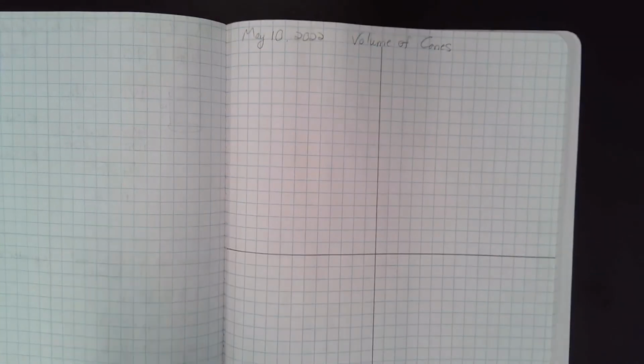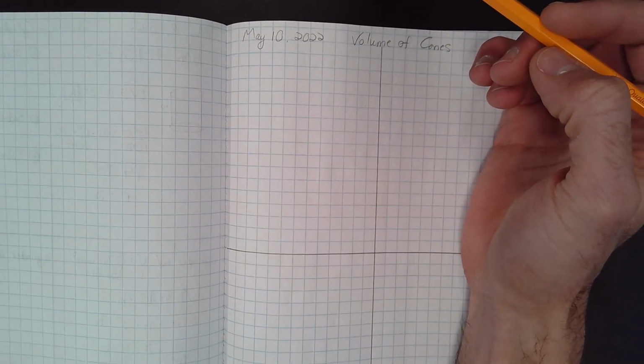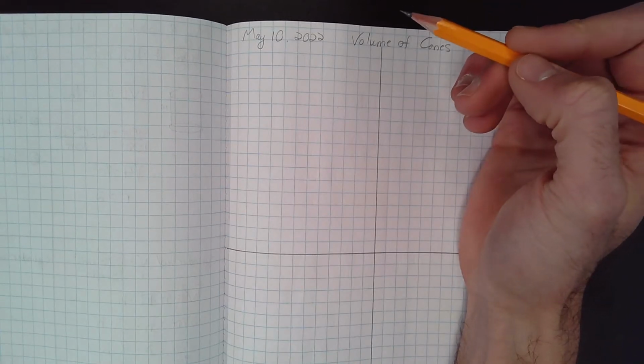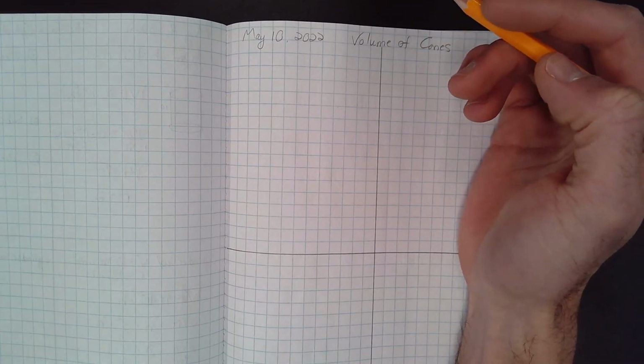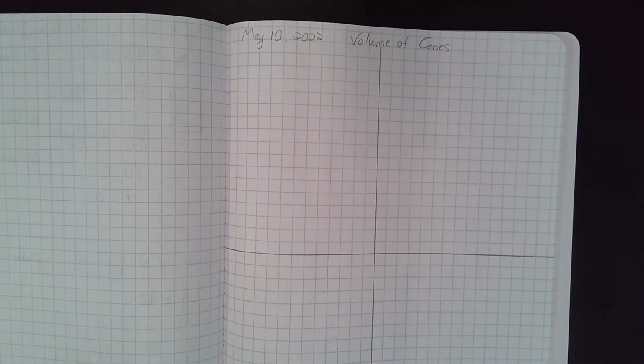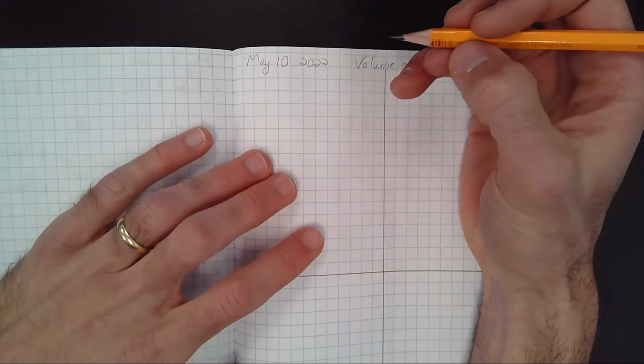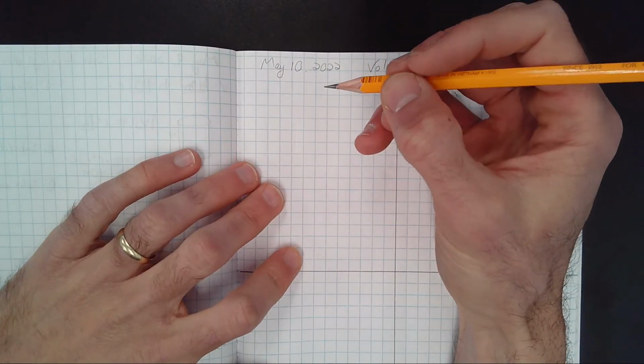All right, so hopefully you remember and have practiced with the volume of a cylinder formula, because that's basically all you have to know to find the volume of a cone. Let's go ahead and start with an example. Our example is going to be a cone that has a radius of 4 and a height of 6.